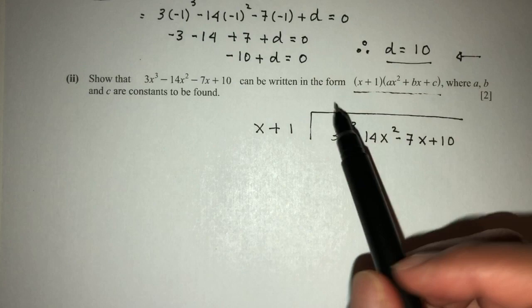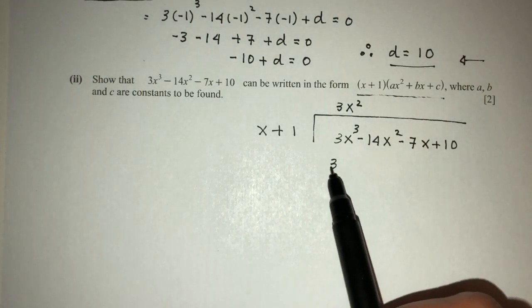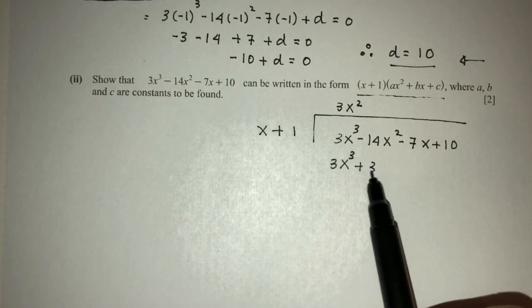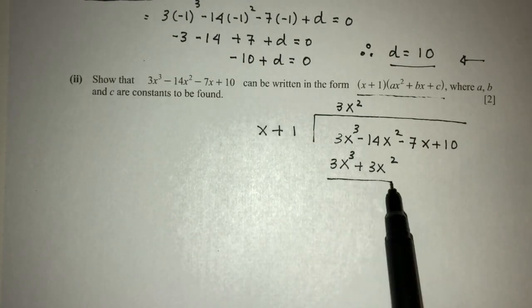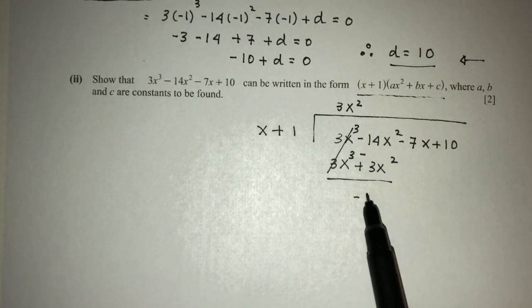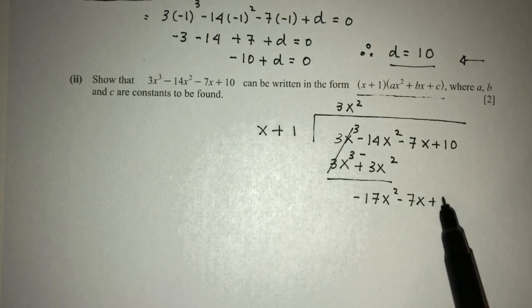Now first things first, how can you make x become 3x cubed? You have to multiply by 3x squared, right? So you will have 3x cubed, and 1 times this will be plus 3x squared. Now we can simplify, this will go away. Minus 14 minus 3 should be minus 17x squared, minus 7x plus 10.